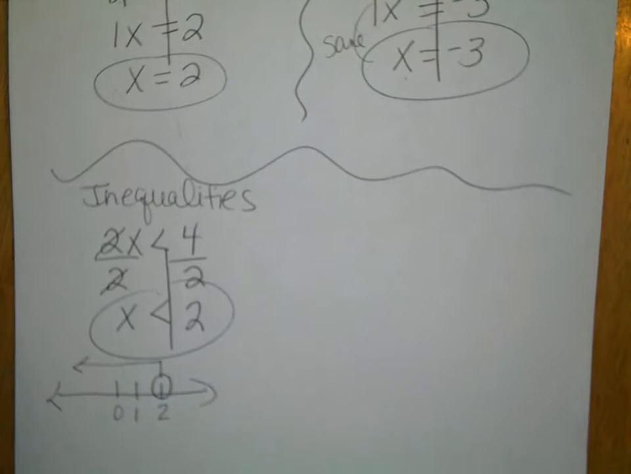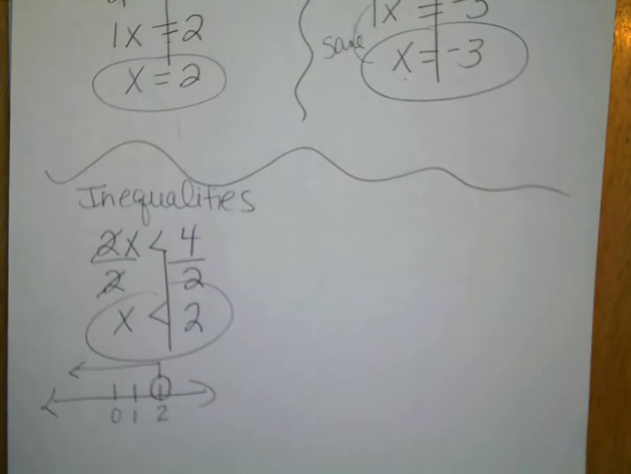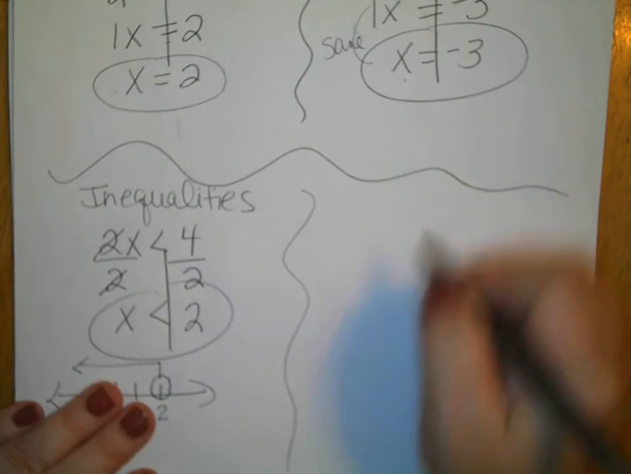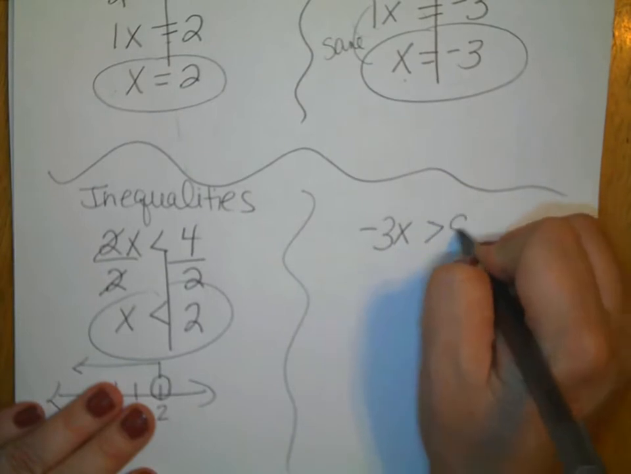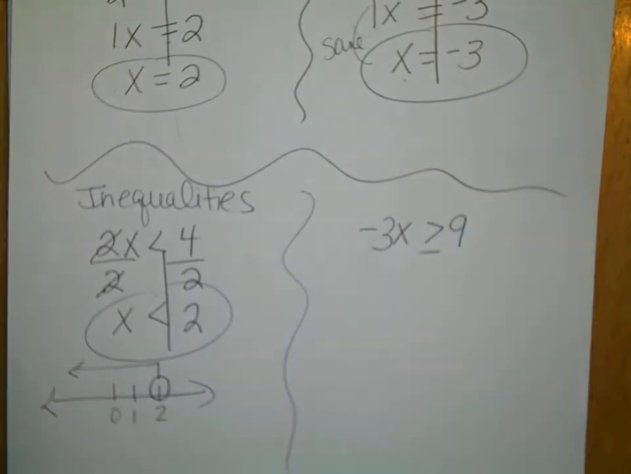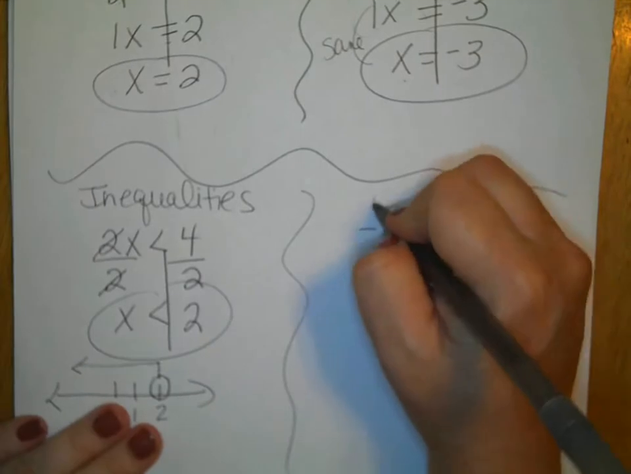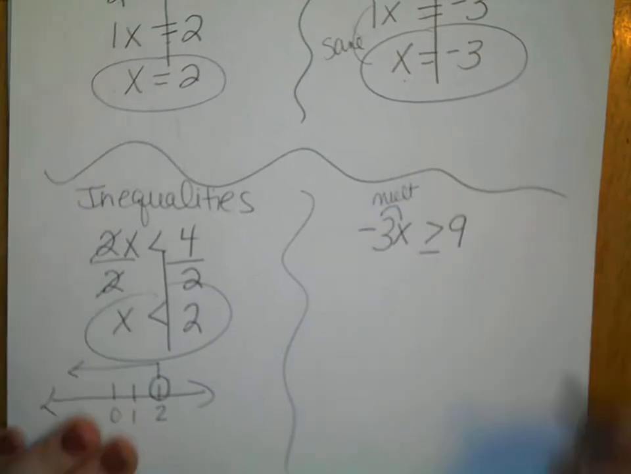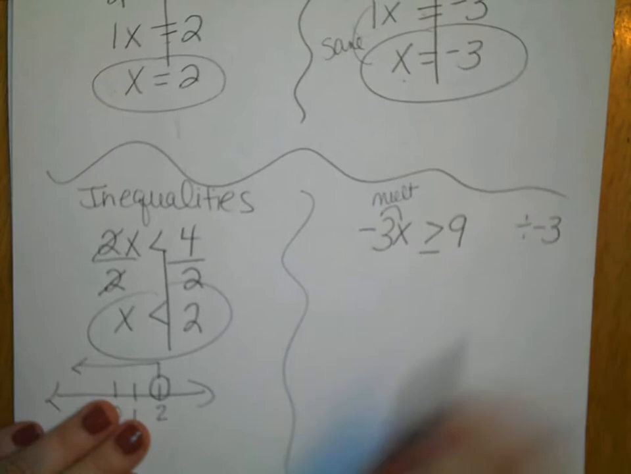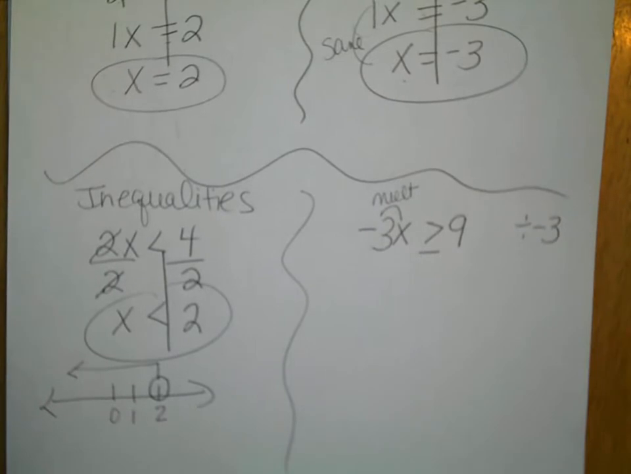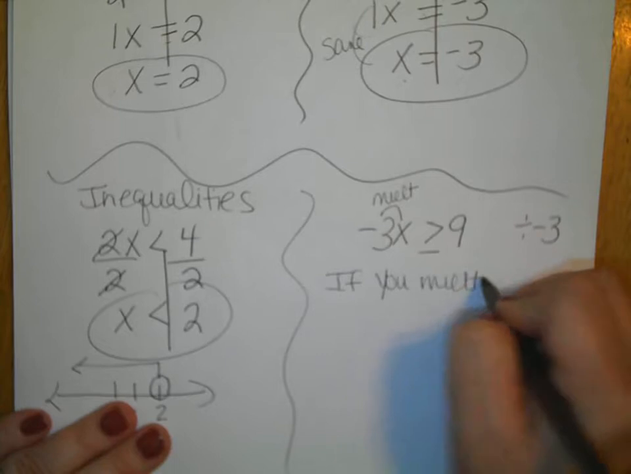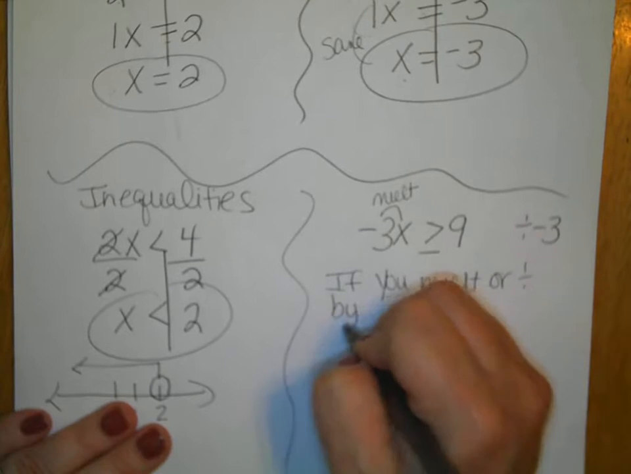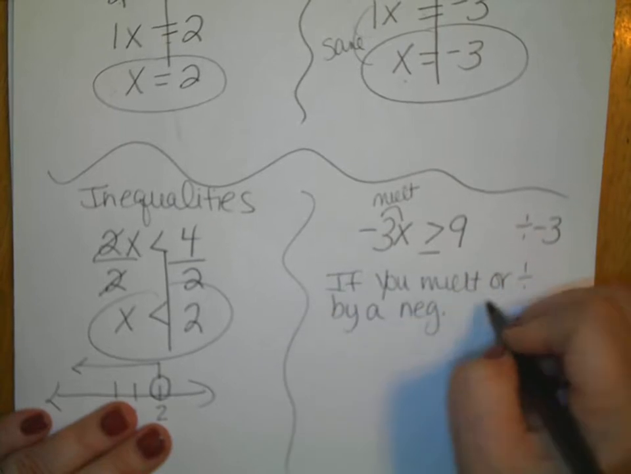Here's where things change a little bit. In order to solve this problem, since these are being multiplied, I know that I have to divide by a negative 3. The rule with inequalities is if you multiply or divide by a negative, which we are going to do, the inequality switches direction.